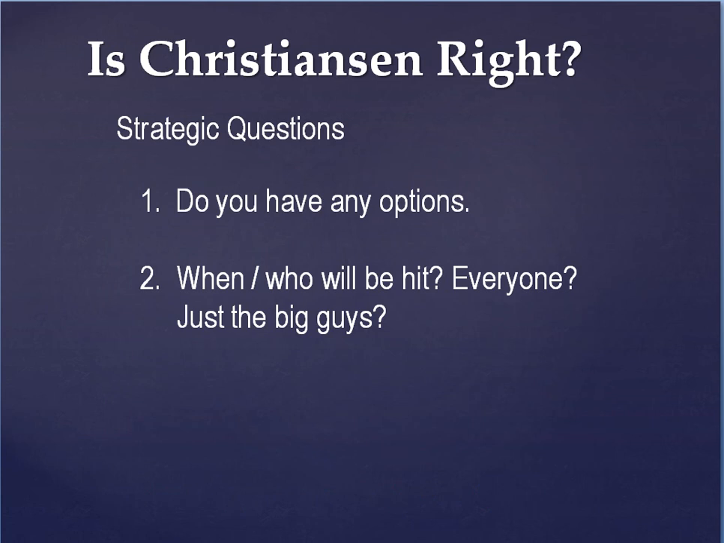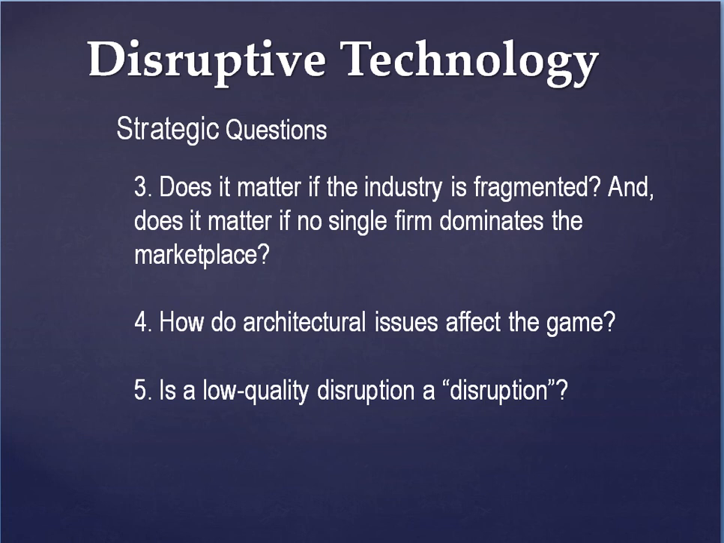Is disruptive technology a ubiquitous thing, or is everybody going to hit, or is it dependent on the big guys? What is the role of fragmentation? One of the interesting things, as he points out, the industry is being fragmented, which suggests that the markets are responding to different things. And if you happen to be in a fragmented market, what may be happening in one market segment might not affect the other. Do architectural issues affect the game? Is low quality disruption a disruption?